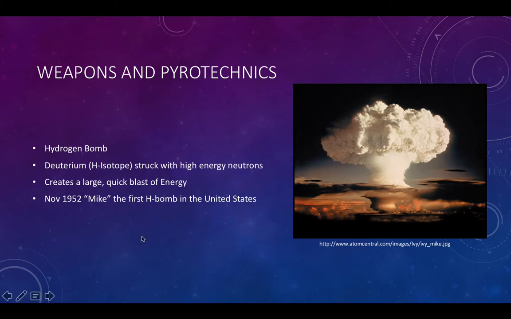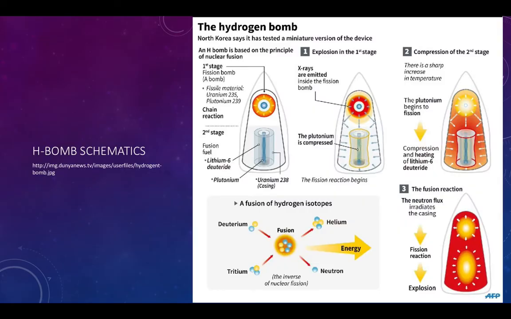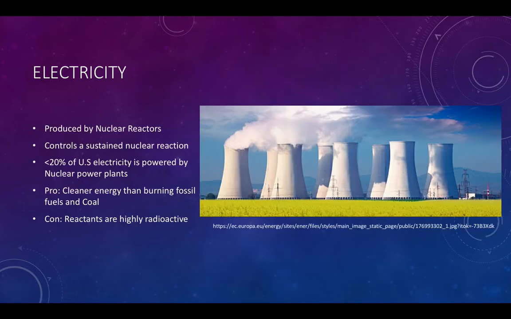In November of 1952, Mike was the first hydrogen bomb set off by the United States, down in, I think, New Mexico. And this is what really started the whole Cold War, Red Scare, the competition for the nuclear arms race. Here's a schematic for what a hydrogen bomb looks like. The general idea is that this part right here is deuterium atoms, and then this part right here is what causes this to explode once they clash together. So it creates this large, massive explosion.